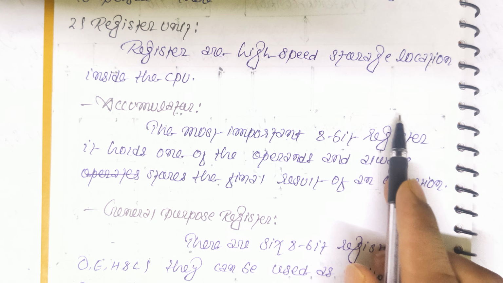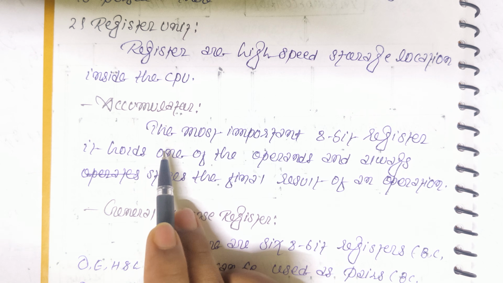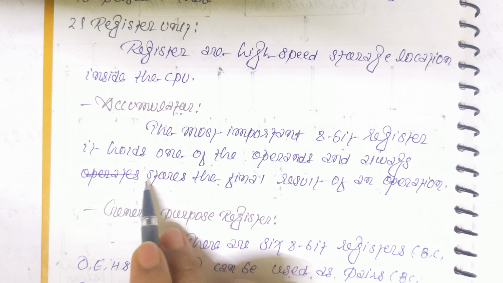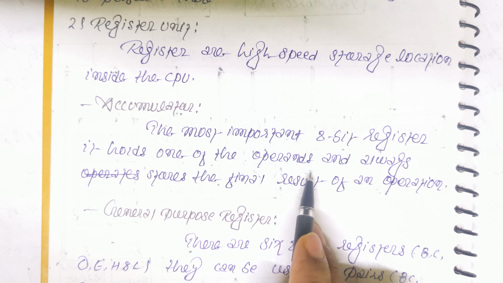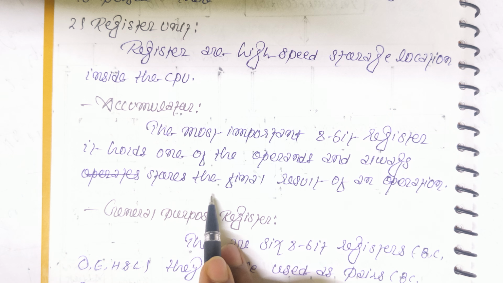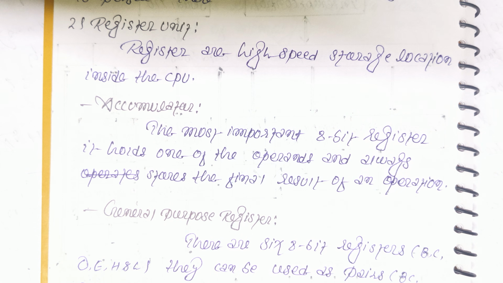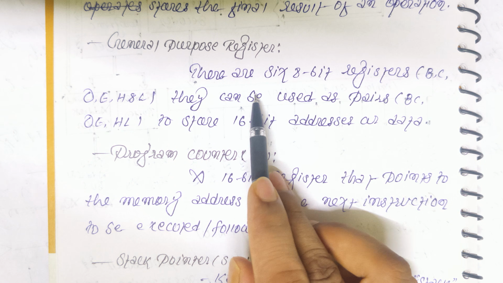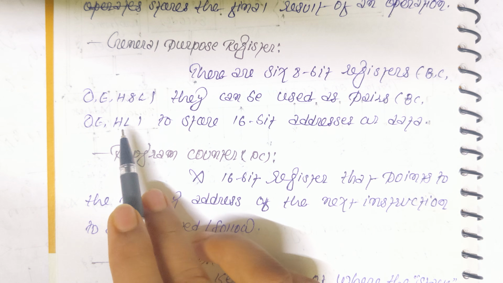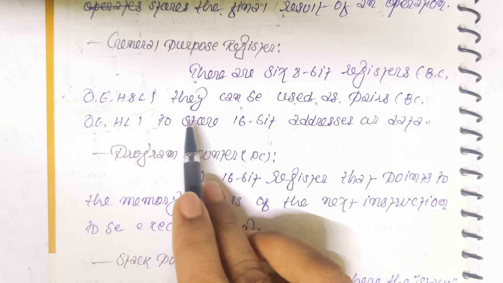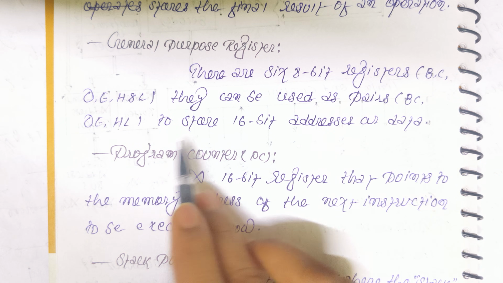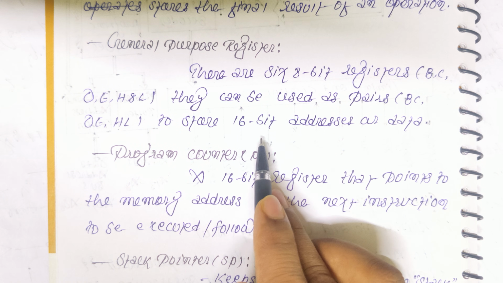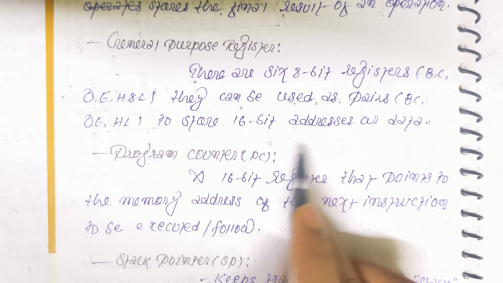Second, register unit. Registers are high-speed storage locations inside the CPU. Accumulator: the most important 8-bit register. It holds one of the operands and always stores the final result of an operation. General purpose registers: there are six 8-bit registers B, C, D, E, H, and L. They can be used as pairs BC, DE, HL to store 16-bit addresses or data.